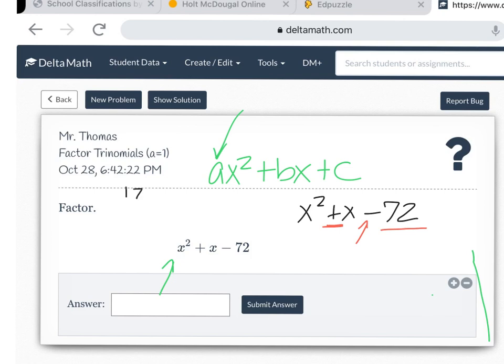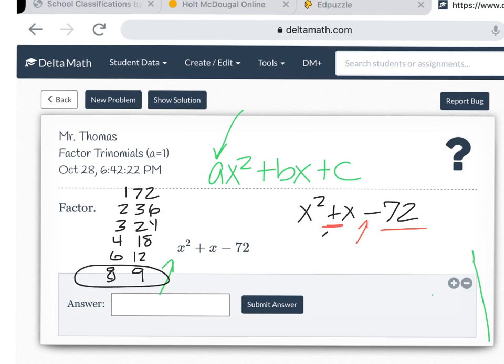So you got 1 and 72, 2 and 36, 3 and 24, 4 and 18, 5 won't go, 6 and 12, 7 will not go, 8 and 9. And then I stop after that, because after that it just repeats. It's going to be 9, 8, and so on. Since they subtract to give me 1, that would be 8 and 9.